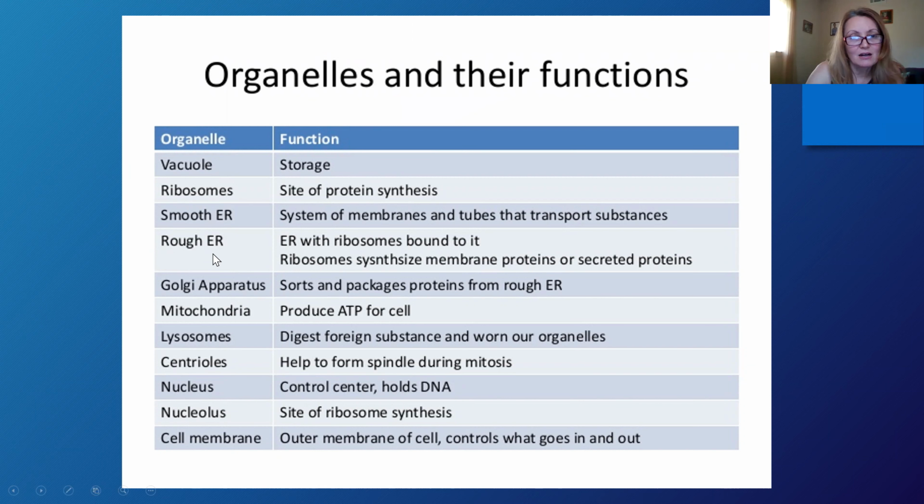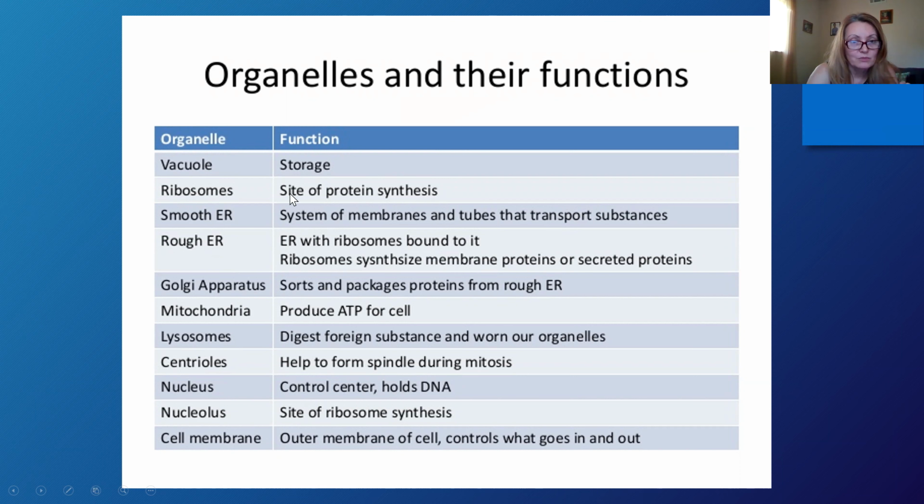Then we have ER, or endoplasmic reticulum. We have rough ER and smooth ER. The difference is they both have a membranous structure, and in the rough ER, ribosomes are attached to it, giving it this rough appearance. And smooth ER does not have ribosomes. Because rough ER has ribosomes, right? So it's ER with ribosomes bound to it.